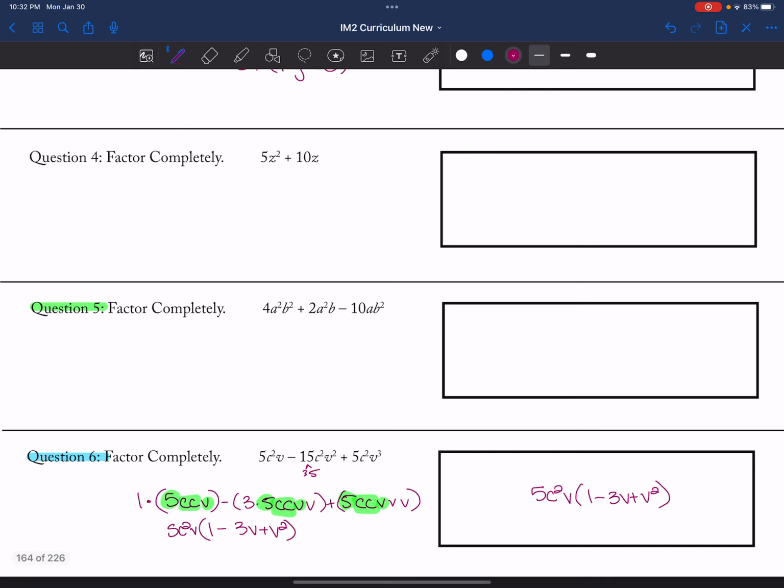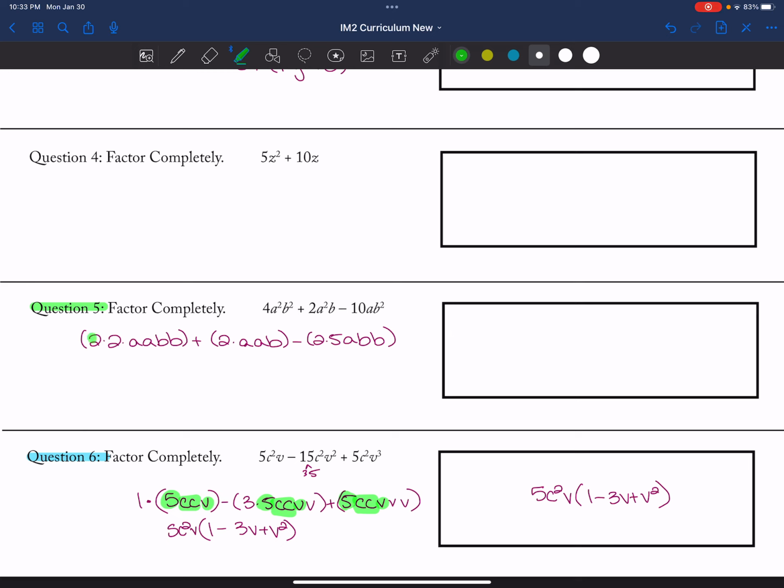Okay, and then I'm going to 5, so this is 2 times 2 times a times b times b, and then plus 2 times, I should do the parentheses. Sorry, the parentheses was supposed to come in front. So 2 times a times b minus 10, which is the same thing as 2 times 5 times a times b times b.